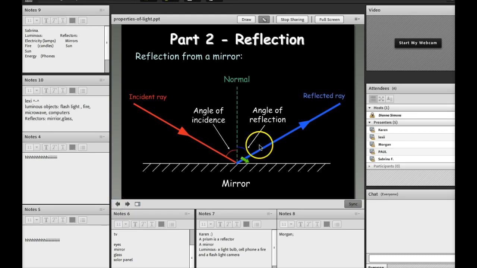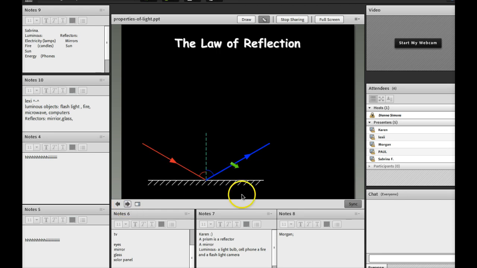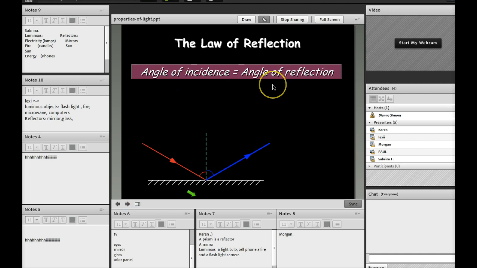Okay, so let me go back here real quick. The main thing you have to remember here is that the angle at which light comes into a surface or a reflector or a mirror is the same angle that it's going to be reflected out. Does that make sense? Okay, good. Angle of incidence is equal to the angle of reflection no matter what it is. No matter if it comes in at 20 degrees, it's going to go out at 20 degrees. This angle right here is equal to this angle right there.